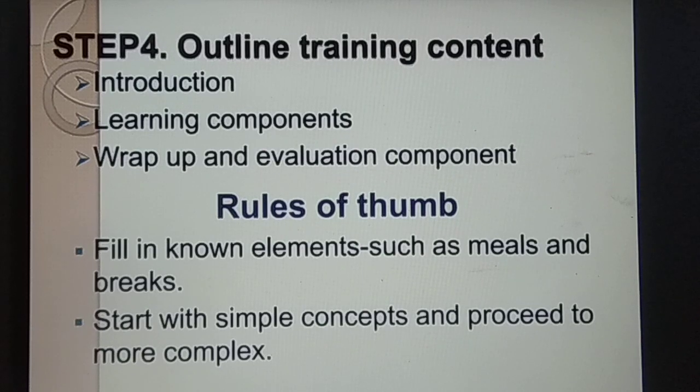Now step 4 is outline training content. In that, introductions, some learning components, and wrap up and evaluation components. Here there are also rules of thumb. Fill in known elements such as meals and breaks, and start with simple concepts and process to more complex. This is all about rules of thumb.